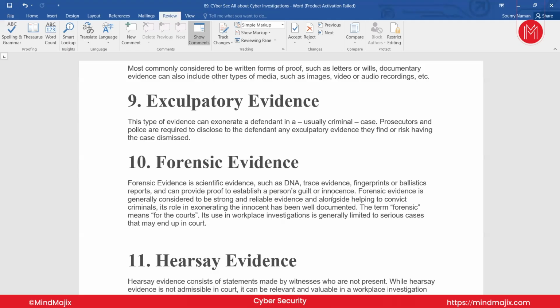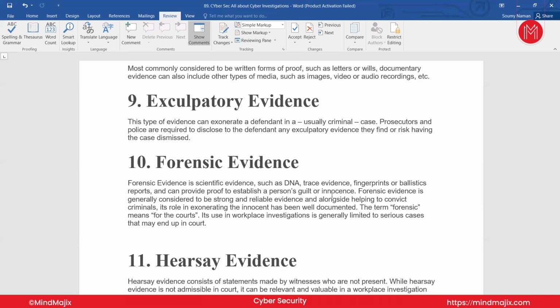The next one is forensics evidence. To be talking about this forensics evidence, these are just the scientific evidences such as DNA, trace evidences, fingerprints, or ballistic reports. It can also provide proof to establish a person's guilt or innocence. Because forensic evidence is generally considered to be strong and reliable evidence, and alongside helping to convict criminals, its role in exonerating the innocent has been well documented.